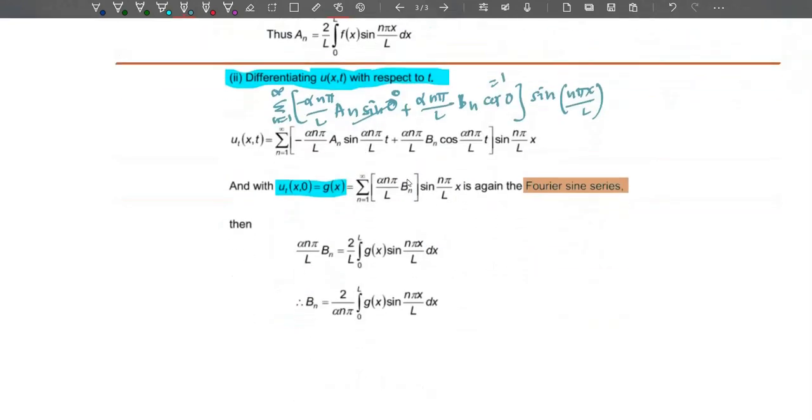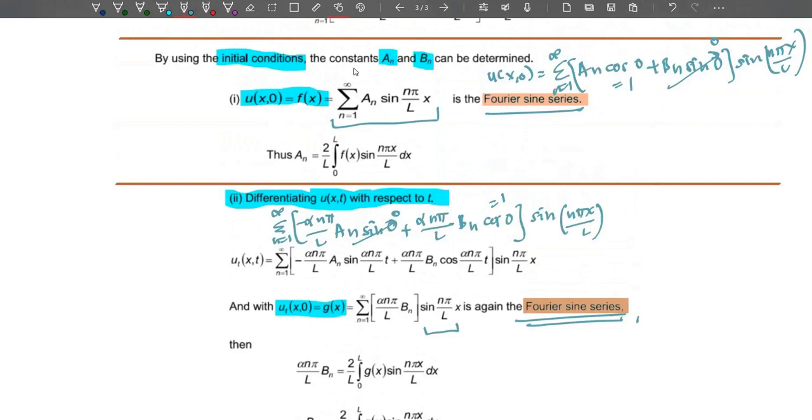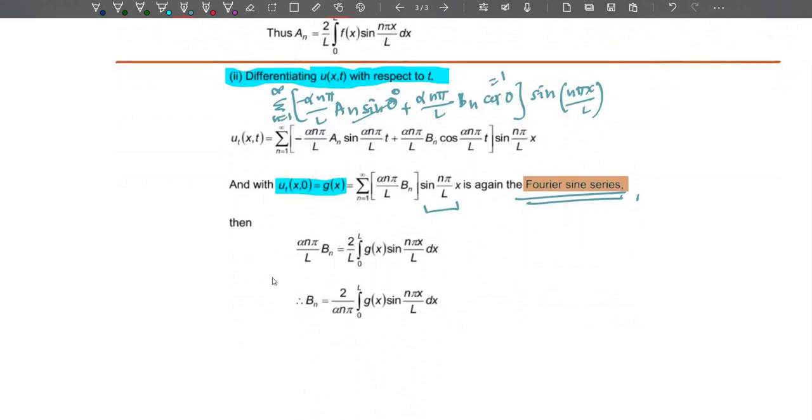As you can see, since this is sine, that means we are going to use the Fourier sine series again. For this one, this will be the coefficient at the front, right? So that's why we let it equal to this. But for the last one, it should be this constant here that we are trying to find. αnπ over L B_n equal to 2 over L integrate 0 to L g(x) sin(nπx/L) with respect to x, where B_n is equal to this as such.